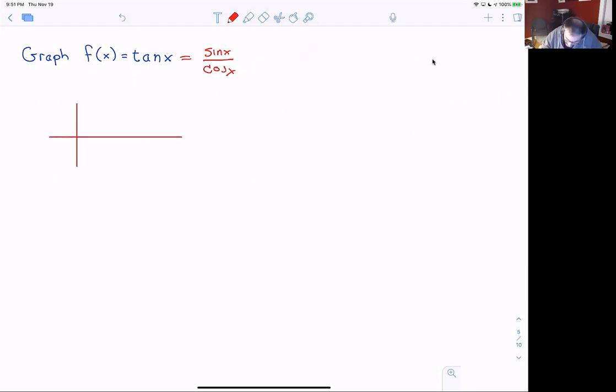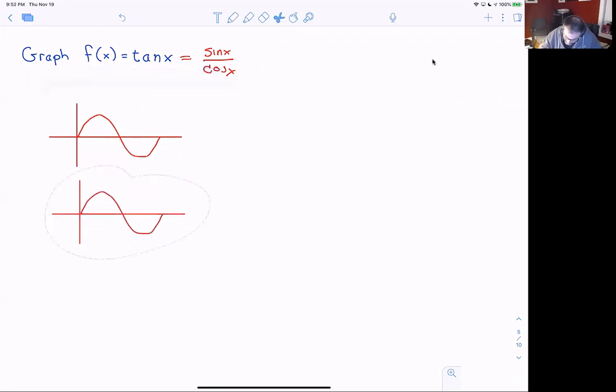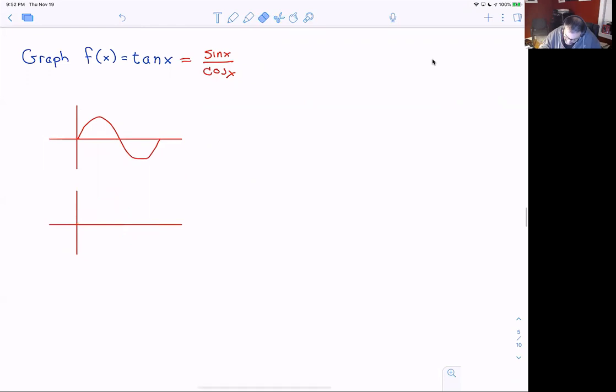graph of tangent x. We're all familiar with the graph of sine x. The graph of sine x looks like this. The graph of tangent x, I'm sorry, the graph of cosine x, that's what I meant to say. The graph of cosine x looks more along the lines of this one. Let me just line this up here. Okay, so the graph of cosine x is going to look more like this one.